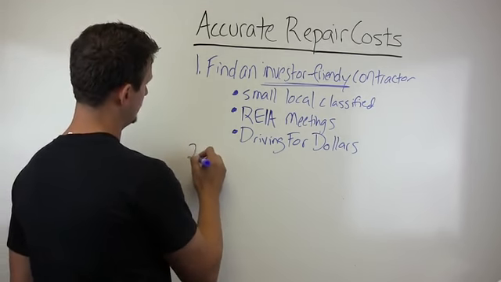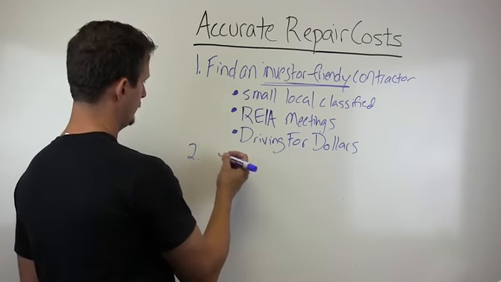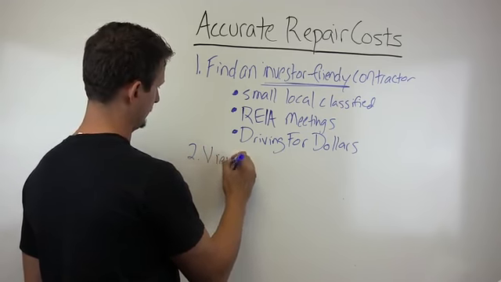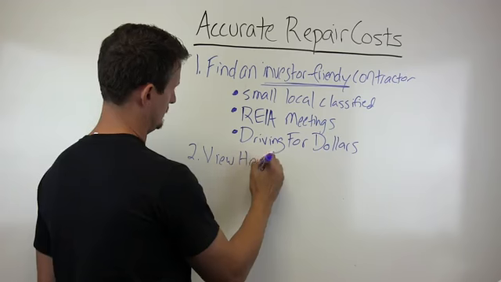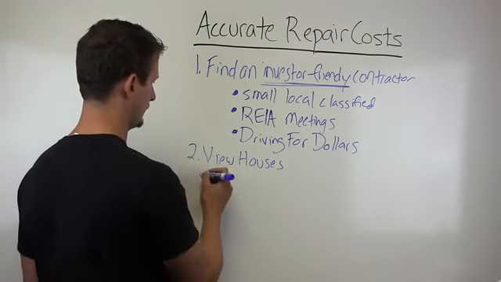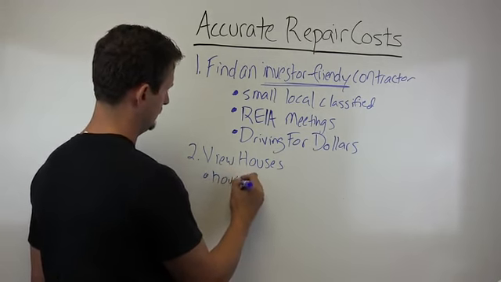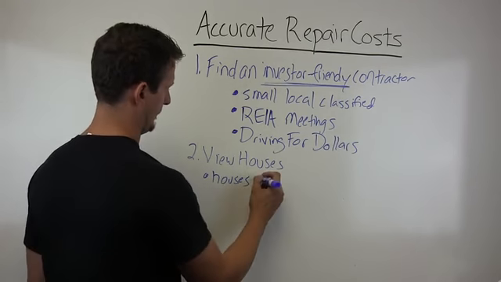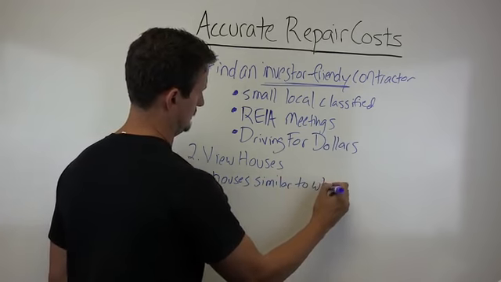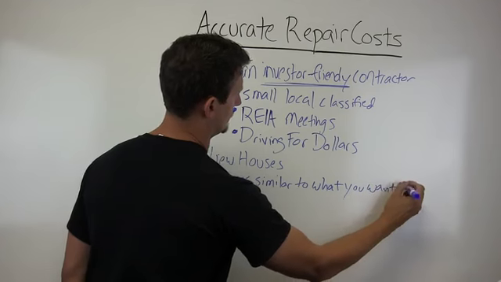And once you find a couple investor-friendly contractors, what you want to do is view some houses with the contractors. One at a time, obviously. So you view houses with them, and what you're going to do is look at houses similar to the types of houses that you're going to be flipping. Similar to what you want to flip.